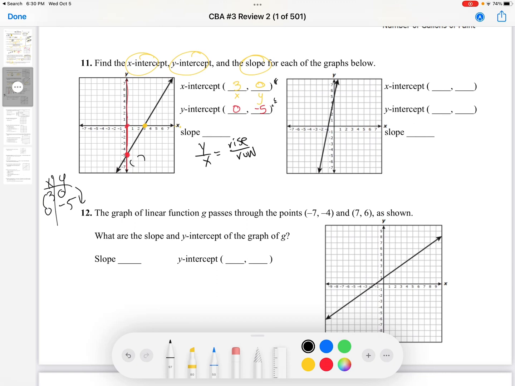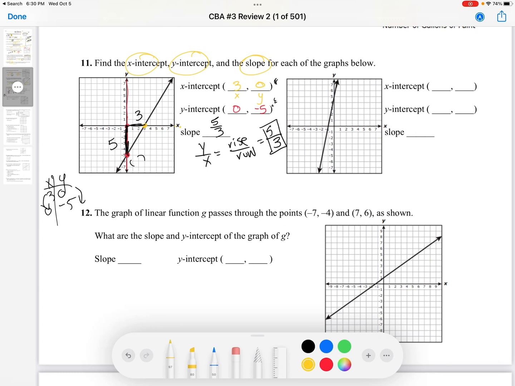And find the change in Y divided by the change in X. Or you can do rise over run. Right? We went up 5, right 3. So put 5 over 3. Okay? So that's what we put in the blank, 5 over 3.